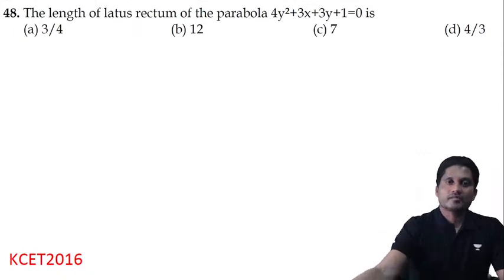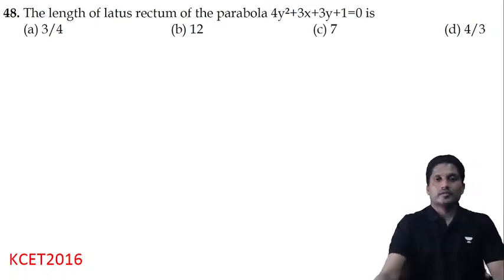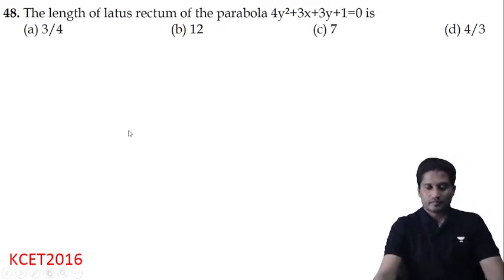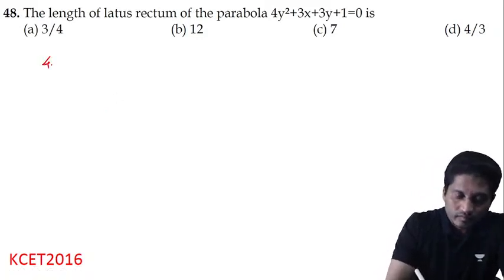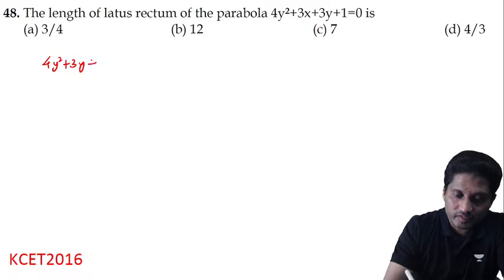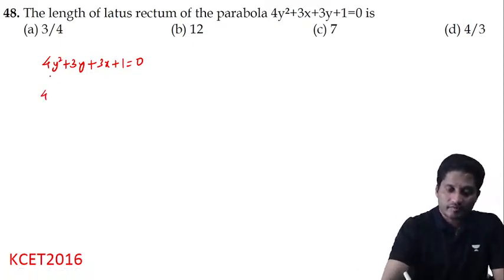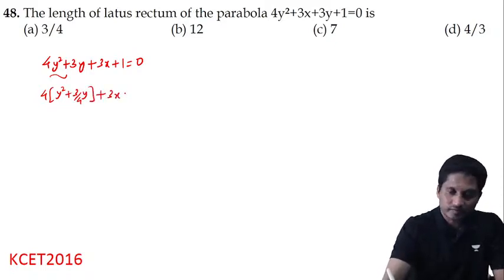The length of the latus rectum of the parabola is... First, this is a transformed parabola, so bring the parabola to standard form. Write this as 4y square plus 3y plus 3x plus 1 equal to 0. Clear? Now this can be written as, take 4 out from the first two terms, y square plus 3 by 4 into y, plus 3x plus 1 is equal to 0.